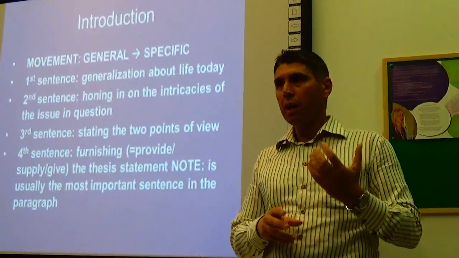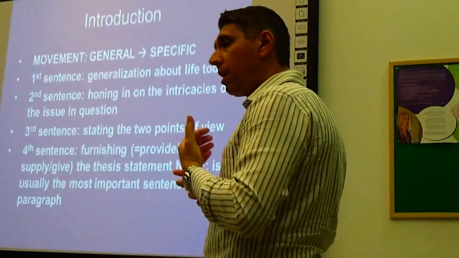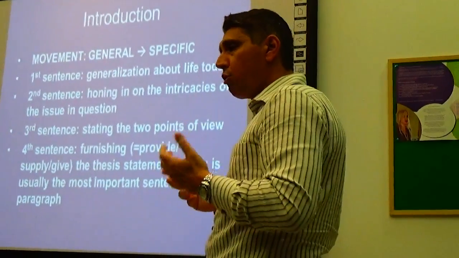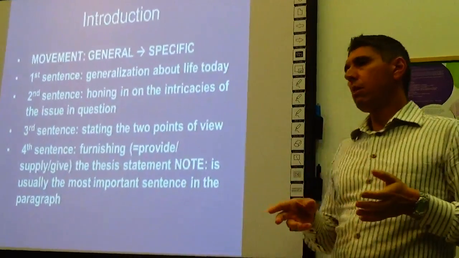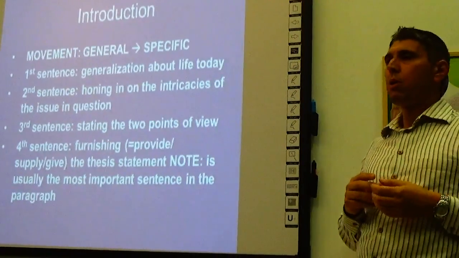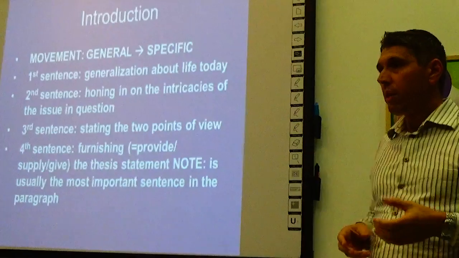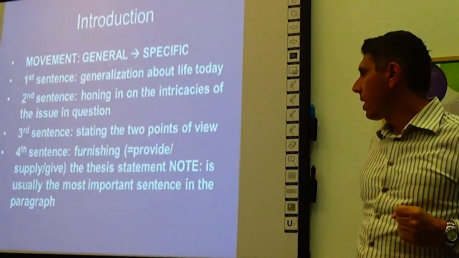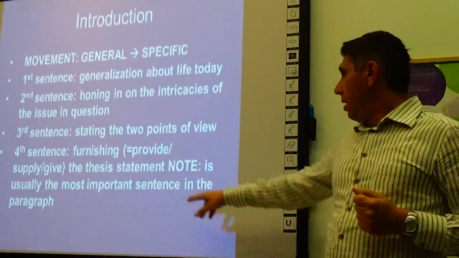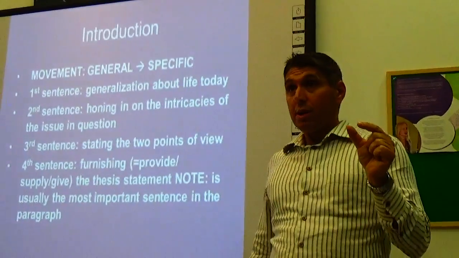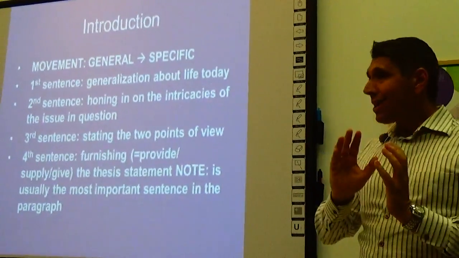Say, well, it was about the fact that lab experiments on animals should be banned because animals are treated cruelly and because there are other ways to come up with the same results. That should be the thesis statement in that particular case. And the thesis statement is usually the most important sentence in the paragraph. It comes right at the end of the paragraph.